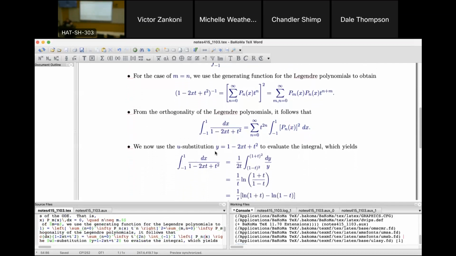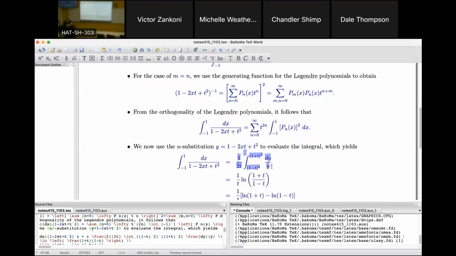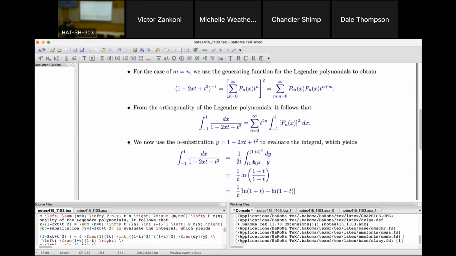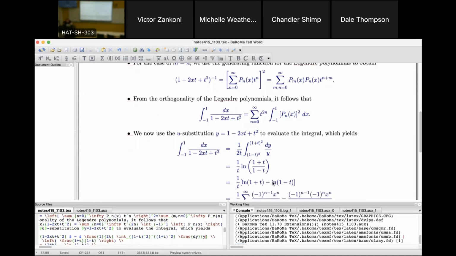So to work this integral, I make this u substitution, or I guess we call it y substitution in this case. And when I carry out the substitution, this is a new integral I get. It's a lot easier to work out. I just have natural log of y. So then I go ahead and plug in my limits, 1 plus t squared and 1 minus t squared. And using the properties of the natural log, I get this.